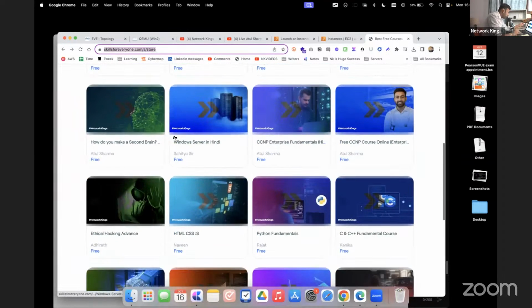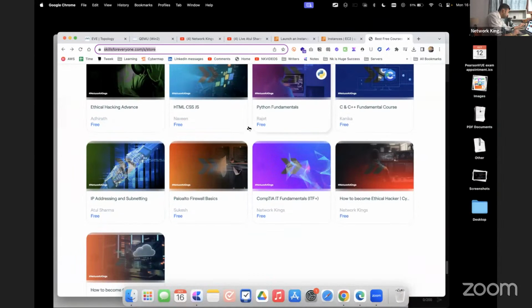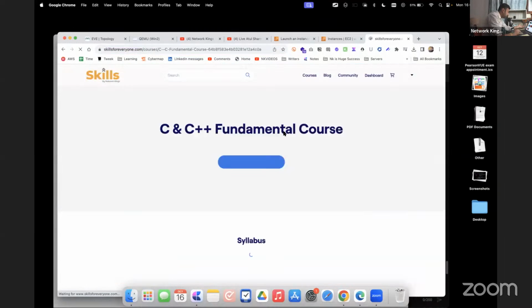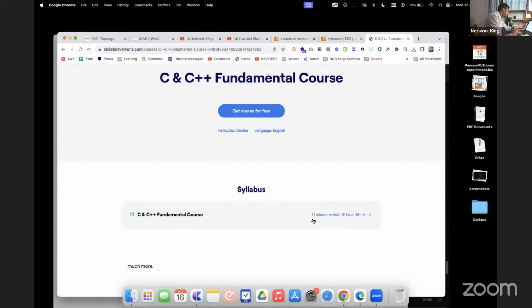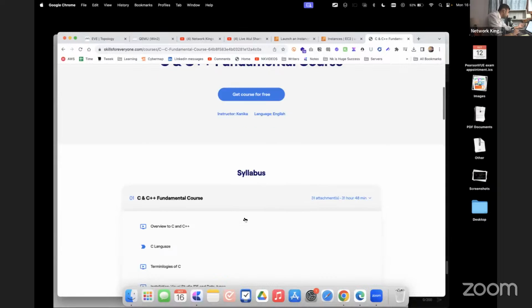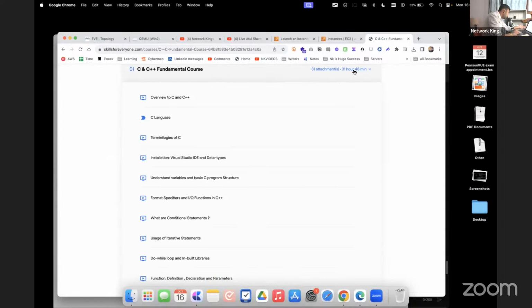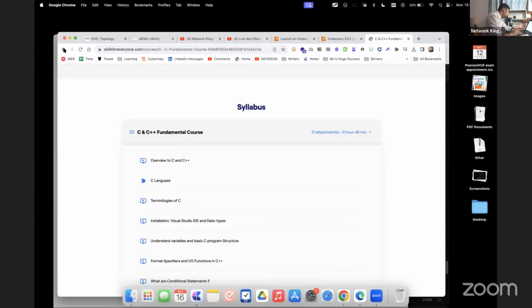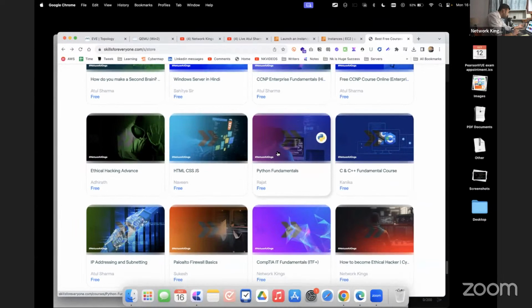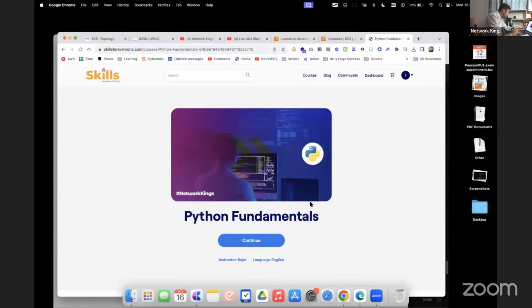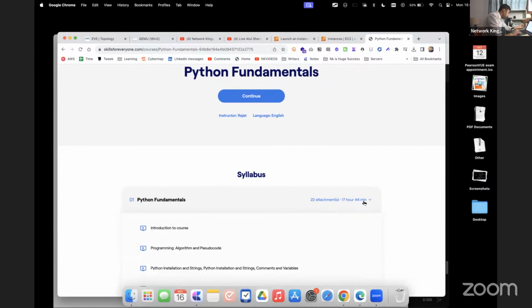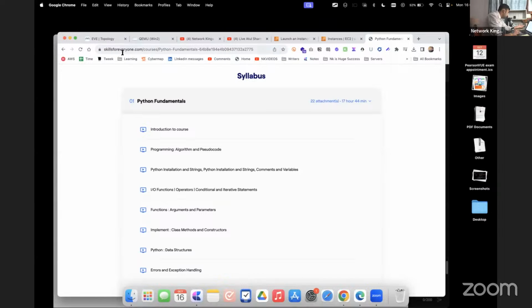We have almost 20 plus courses free. I'm not saying they are very full courses, but yes, 10 to 15 hours, and they are free basically. So C++, if you really want to learn coding, because in future maybe you have to learn automation, you can start learning coding. You can see 31 hours of free content available on C++. Maybe Python, because in future you will learn about network automation. So an 18 hour Python course is fully free, right?